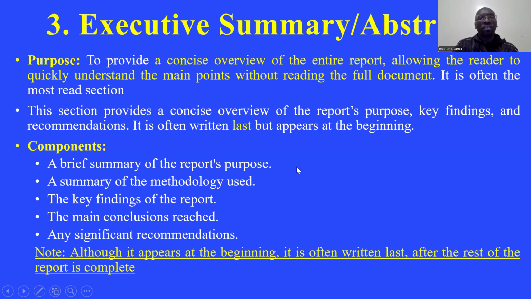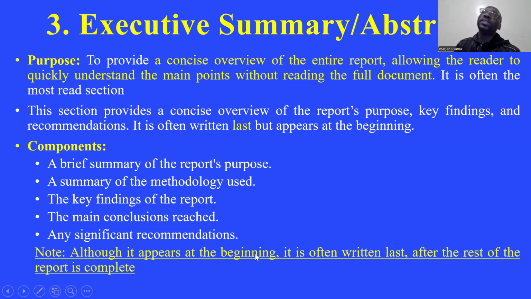So what are the components of an abstract? Number one, a brief summary of the report's purpose, a summary of the methodology that you've used in your research, the key findings, the main conclusion, and any significant recommendation. And here they're telling us, although it appears at the beginning, this is what I was just saying, it is often written last after the rest of the report is complete.